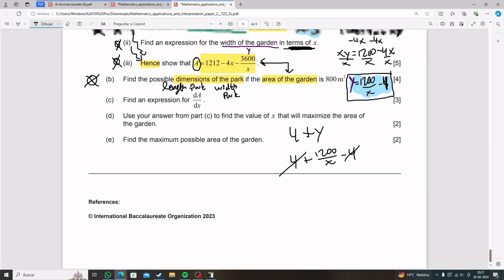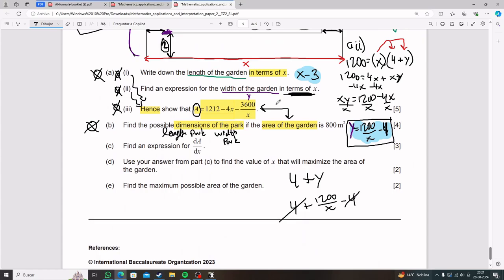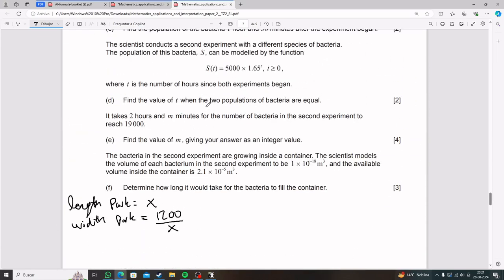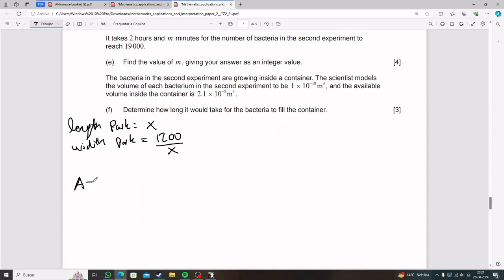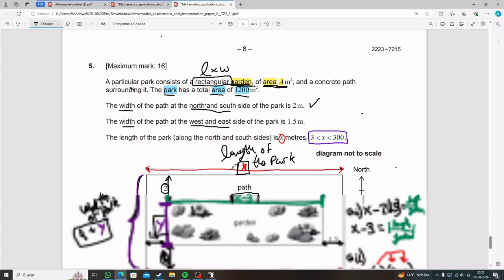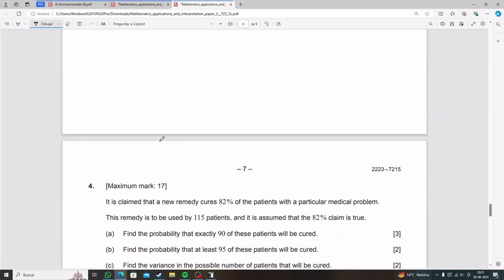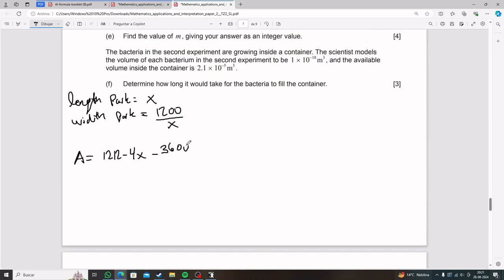And over here, they tell us that the area of the garden has to be 800 meters. So think about it this way. Area of the garden is 1212 minus 4x, and then minus 3,600 divided by x. So really what's happening here is that they're telling you, if the area of the garden is 800, this obviously has an impact on your value for x.